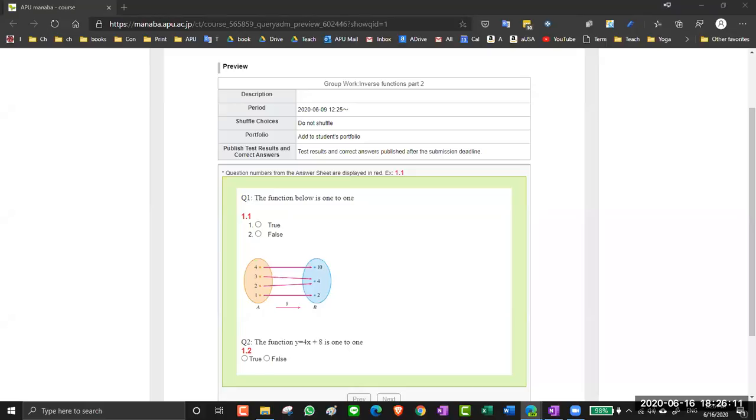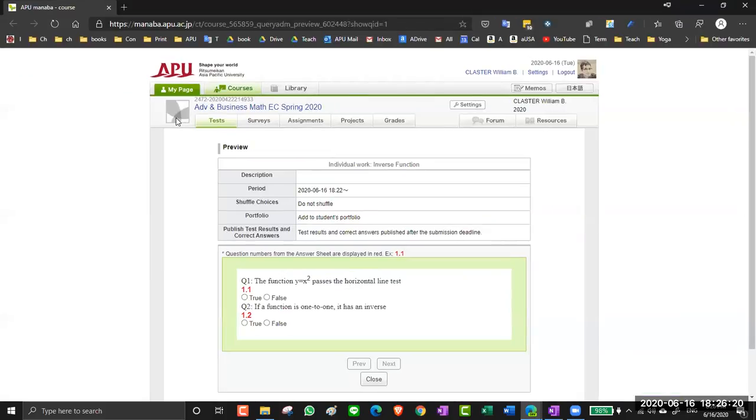Okay, let's go through that one. What about: the function passes the horizontal line test, true or false? False. And: if a function is 1-to-1, it has an inverse. True. Okay, did that work, or were the answers wrong?